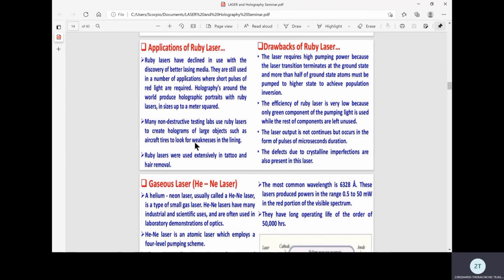Many non-destructive testing labs use ruby lasers to create holograms of large objects such as aircraft tires to look for weakness in the lining. Ruby lasers were also used extensively in tattoo and hair removal too.